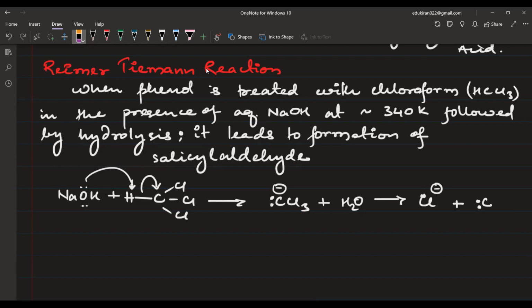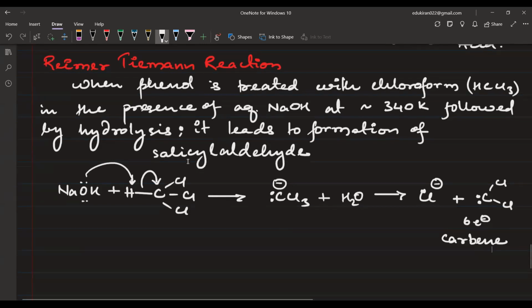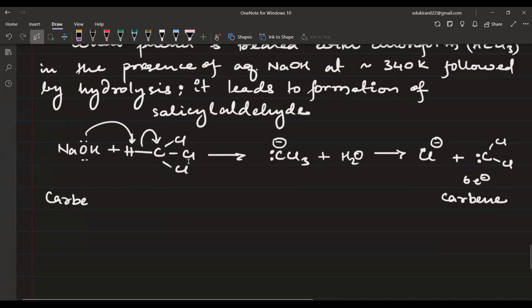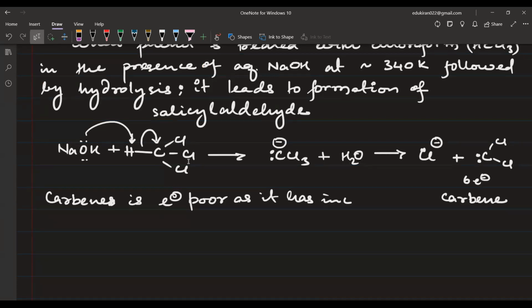Why? Because this carbon atom, how many bonds does it have? Can you please tell me? Two bonds. That means four electrons. Then we have the fifth electron here, and the sixth electron here. So this carbon atom, in total, how many electrons does it have? It has six electrons. So it is a six electron species, which is known as carbene. Carbene chemistry is not in your syllabus, but in this reaction, you have to know that we form a carbene. And carbene is electron poor, as it has an incomplete octet.